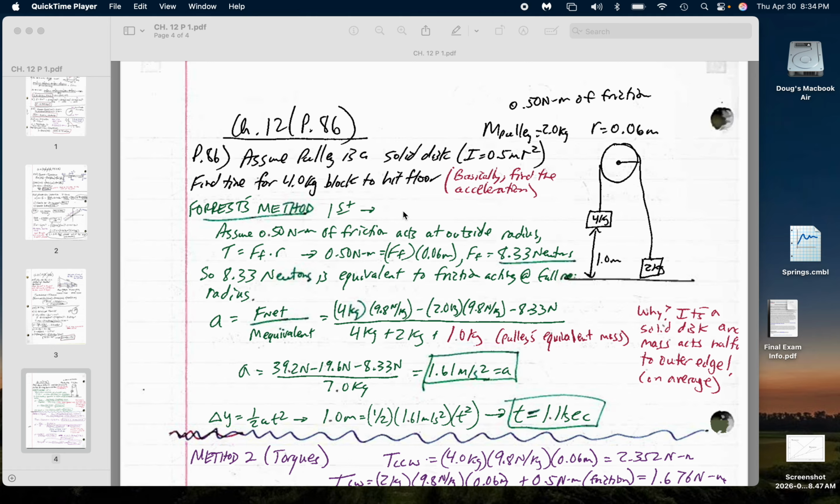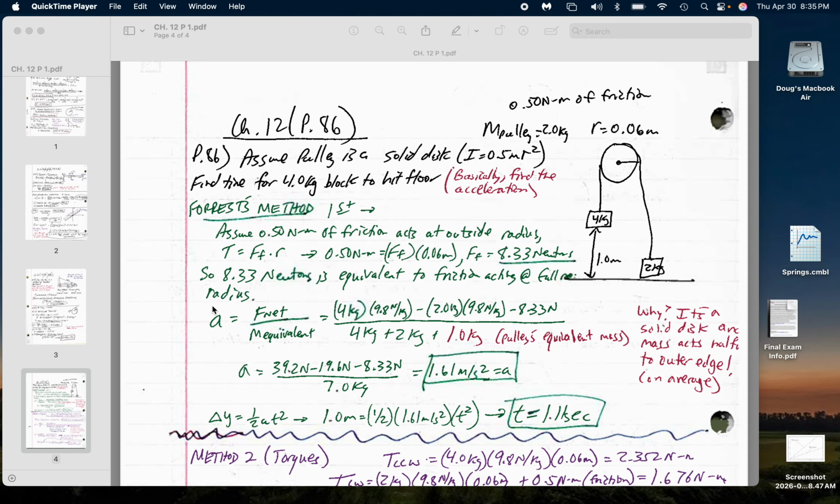meter below. So my method is turn everything into linear land, because essentially I need to find the acceleration of this system. So if the 0.5 newton meters of torque caused by friction is acting at the edge, I could say that that 0.5 newton meters is equal to the frictional force multiplied by the distance of 0.06 meters. So I could say that's equivalent to 8.33 newtons of force acting on the edge.